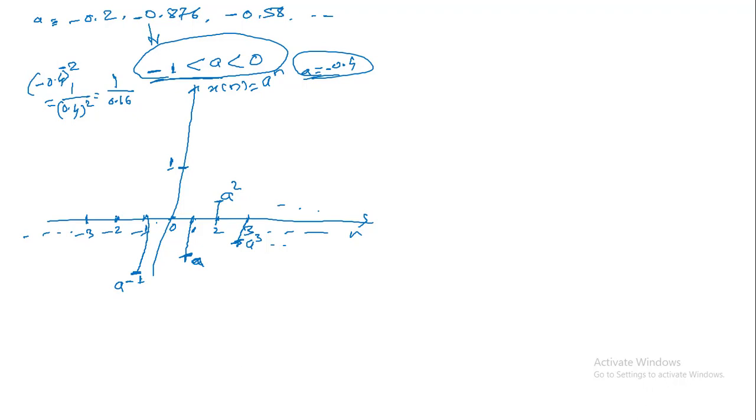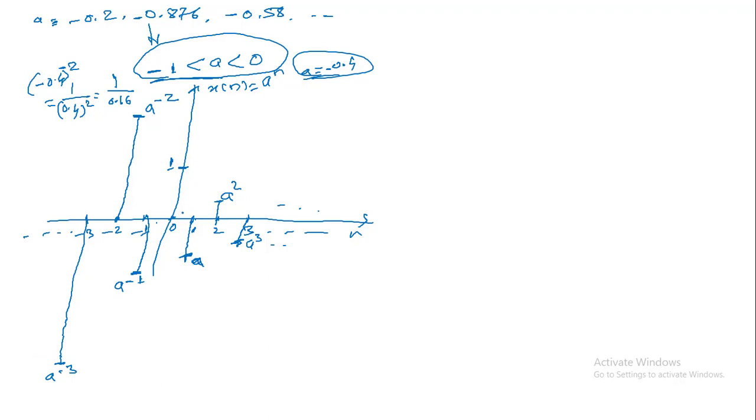So this value will be, again, greater than 1, 1 upon 0.16. If you take this value in the numerator and evaluate it, it will be greater than 1. So this is your a to the power minus 2. Again, for minus 3, this value will be negative, so this will be a to the power minus 3.